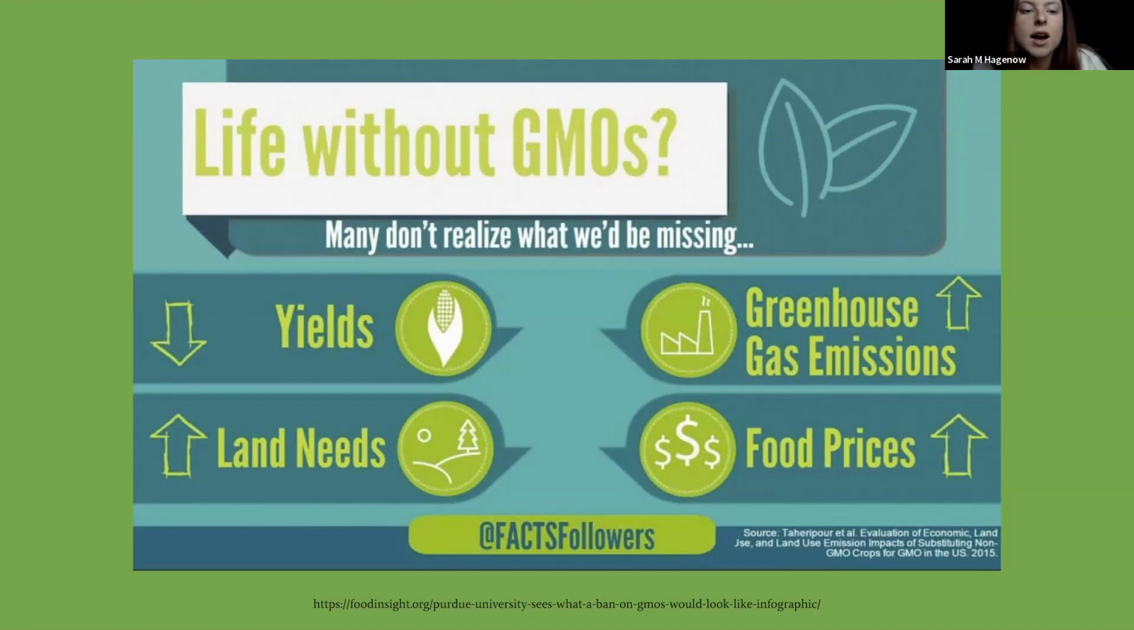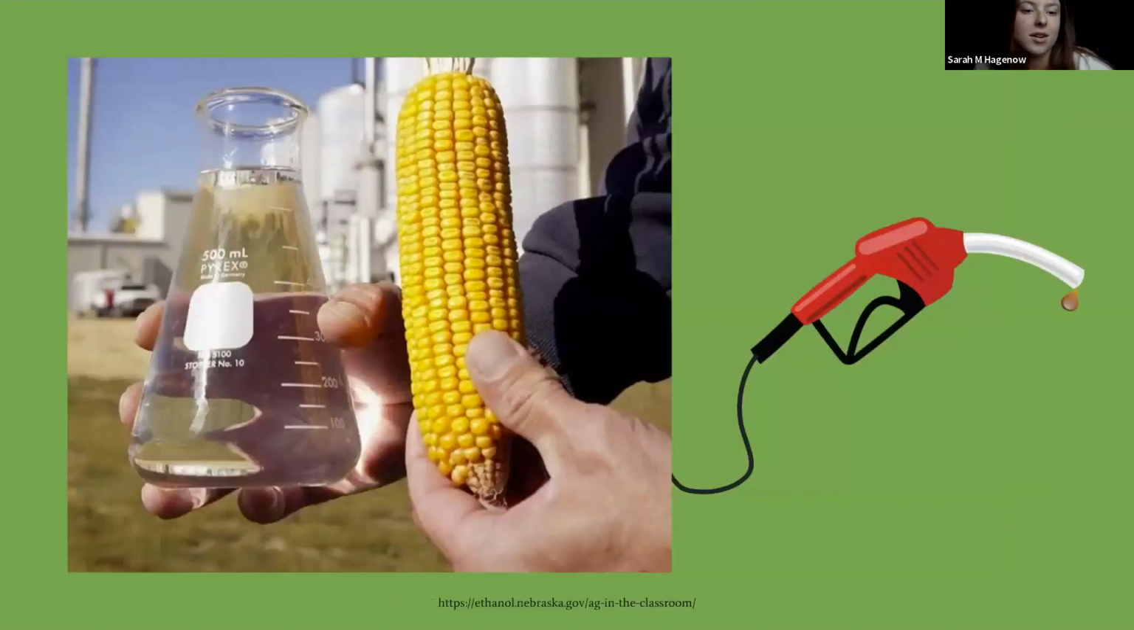Stebbins, who actually works with the Council for Biotechnology Information, says that over the last 20 years, GMOs have helped increase crop yields by 22%. Conservation of land and reduction of pesticides from GMO use are relatively well-known benefits, but another positive impact of agriculture includes the use of corn as ethanol.